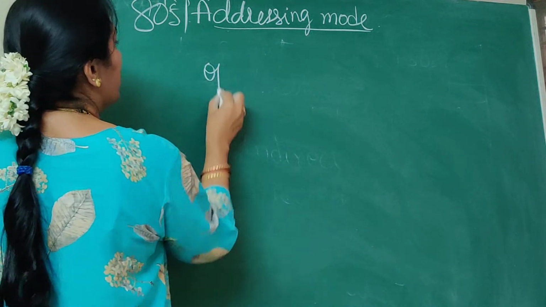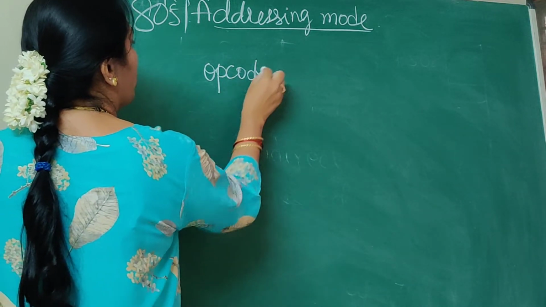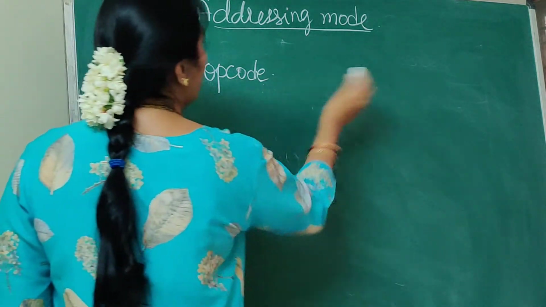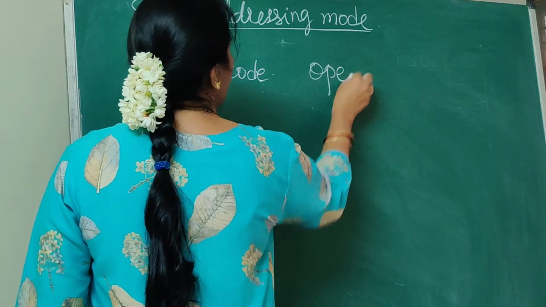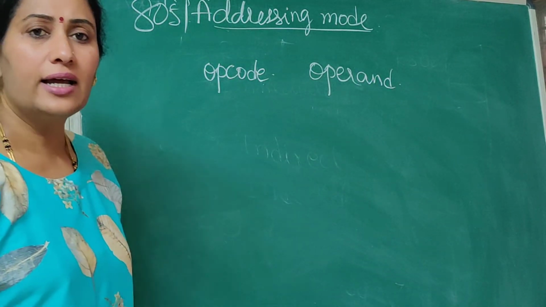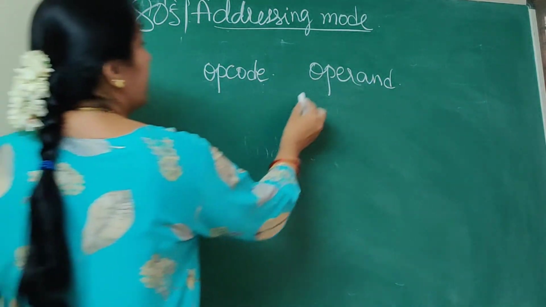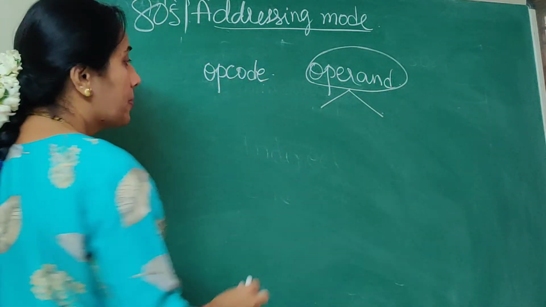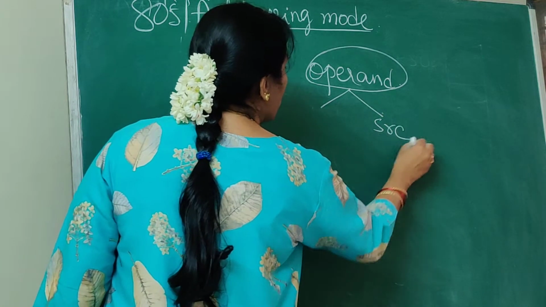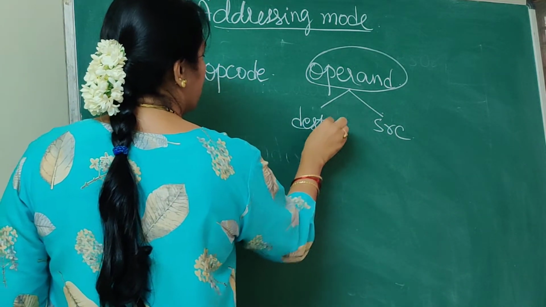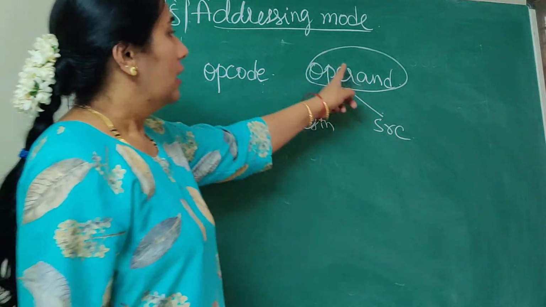You're going to have different fields in an instruction: the opcode and then the operand. These are the 2 fields in the instruction, the opcode field and the operand field. In the operand field, again you're going to have 2 subfields: one is the source and the other is the destination. Opcode, operand.